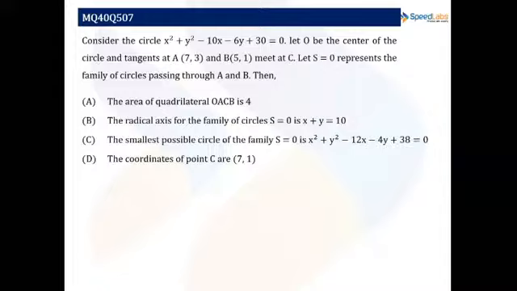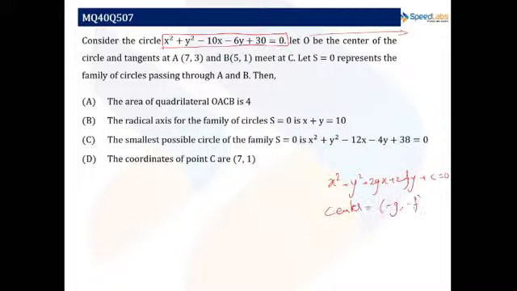Our next question is, consider a circle x square plus y square minus 10x minus 6y plus 30 equals to 0. Let O be the center of the circle. So we can find the coordinates of O from this condition. We know that if we have the equation x square plus y square plus 2gx plus 2fy plus c equals to 0, then the coordinates of the center are minus g comma minus f, and the radius is under the root g square plus f square minus c.